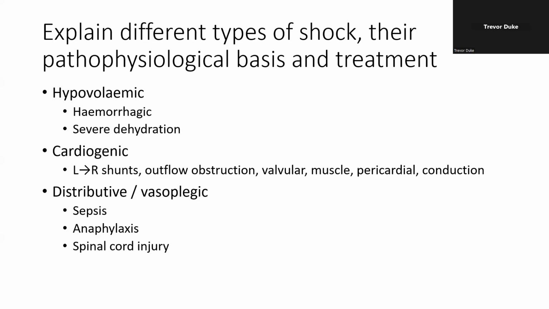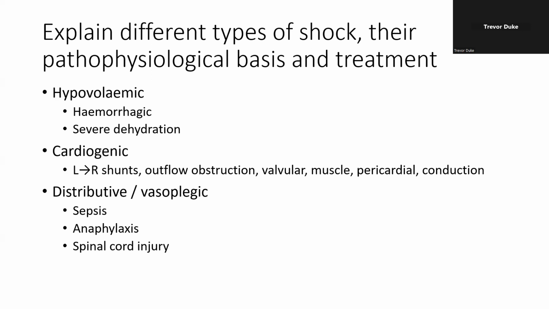Anaphylaxis is another form of distributive or vasoplegic shock, where there's a widespread immunological reaction to an allergen that leads to shock. So often those children also will have bounding pulses. They'll have a wide pulse pressure. They may feel warm to start with, but their blood pressure will be low, and unless it's treated with adrenaline, for example, they may go into extreme heart failure or more advanced shock.